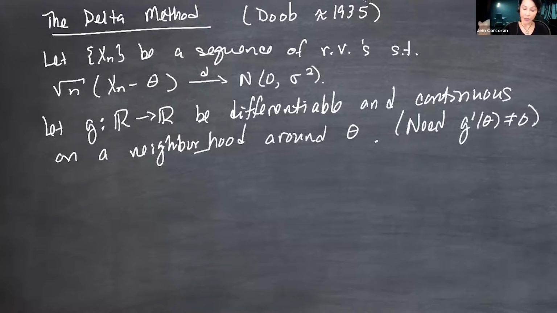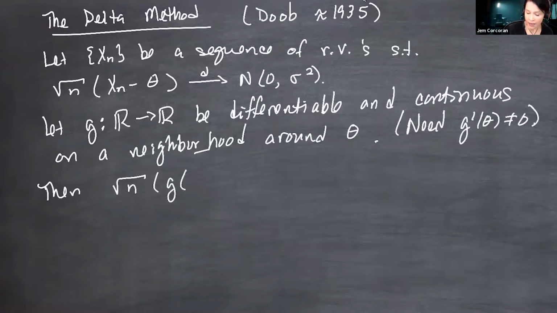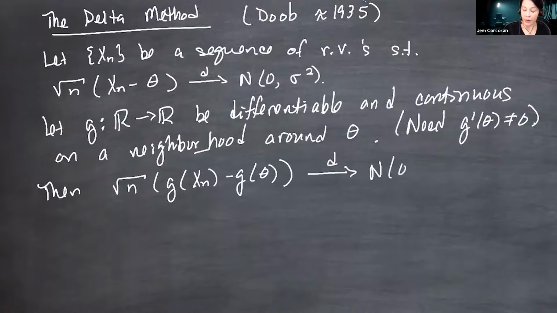And so the punchline was that if we try to look at the asymptotics of putting the Xn and the theta through this function, that's still going to go to a normal with mean 0 and variance sigma squared times g prime of theta squared.